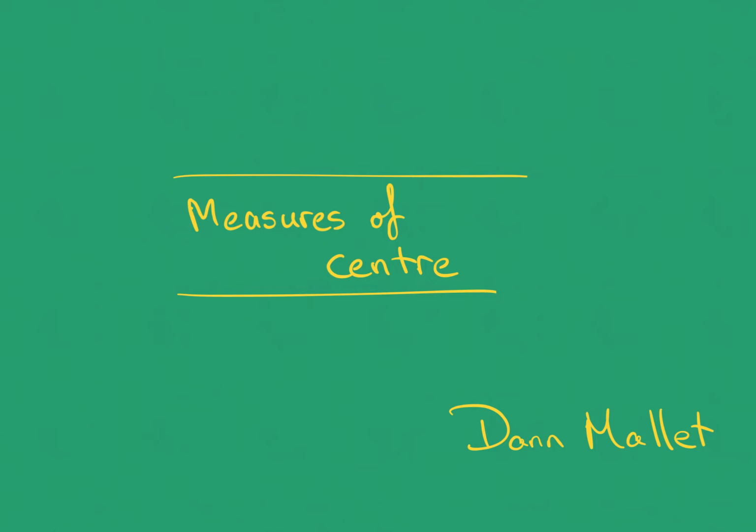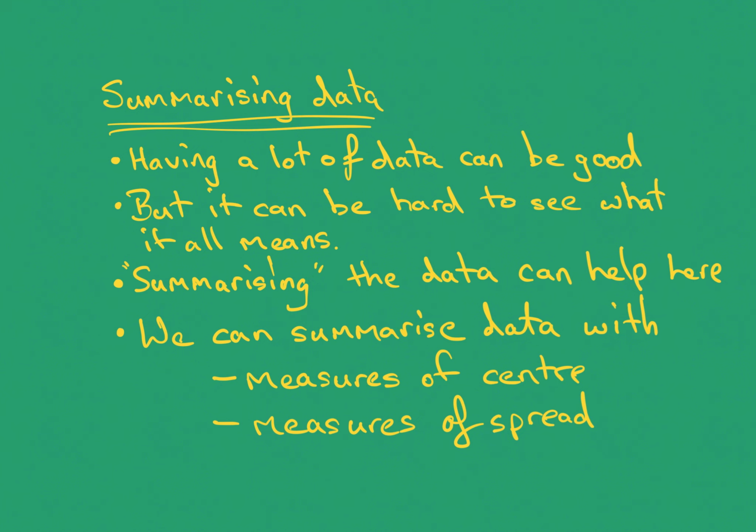In this video, we're going to take a look at what are called measures of center. When we have a lot of data, that can be really good because it means we've got a lot of information that we can use to understand a phenomenon or a situation. But the more data that you have, the harder it is to actually see what it all means. And that's not necessarily when we're talking about big data, but even just when you start to get 20, 30, 40 pieces of data or observations of something. So what we often do is called summarize the data.